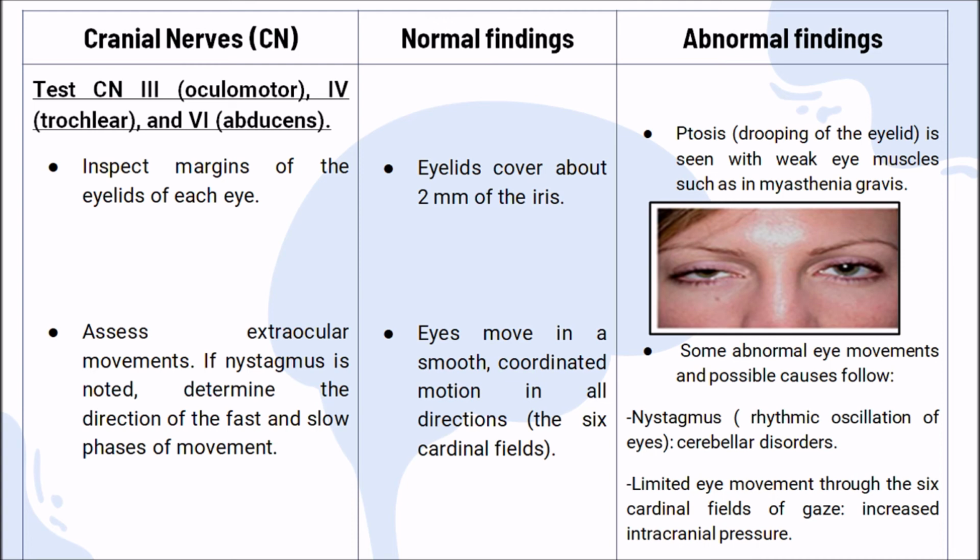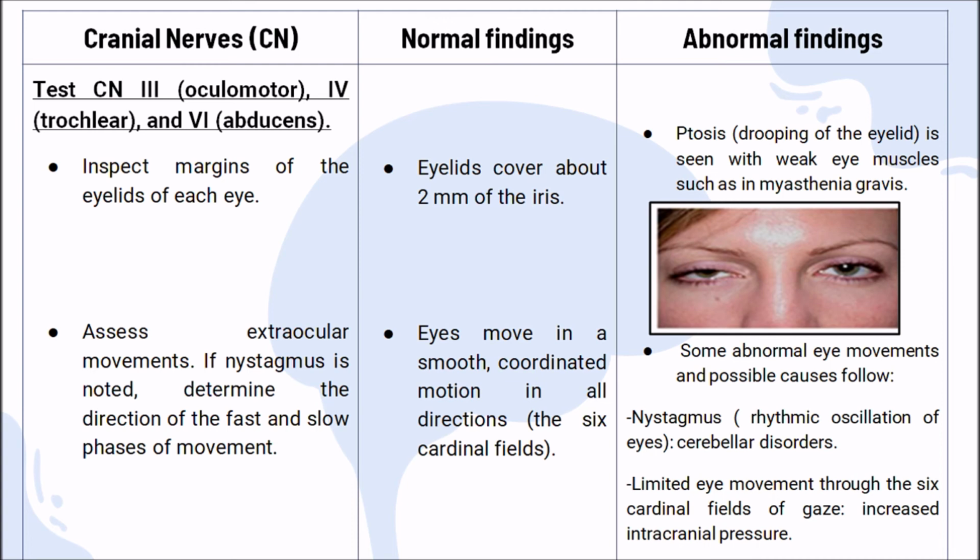Normal findings: eyelids cover about 2 mm of the iris. Abnormal findings: ptosis, or the drooping of the eyelid, is seen with weak eye muscles such as in myasthenia gravis. Second instruction: assess extraocular movements.